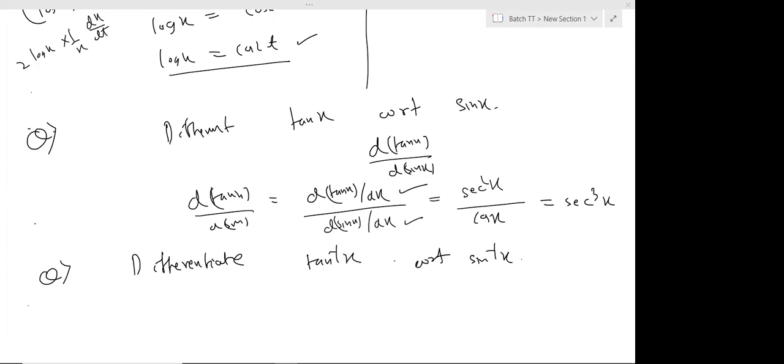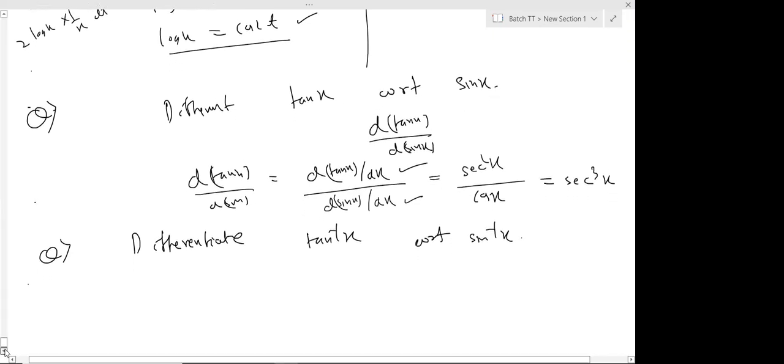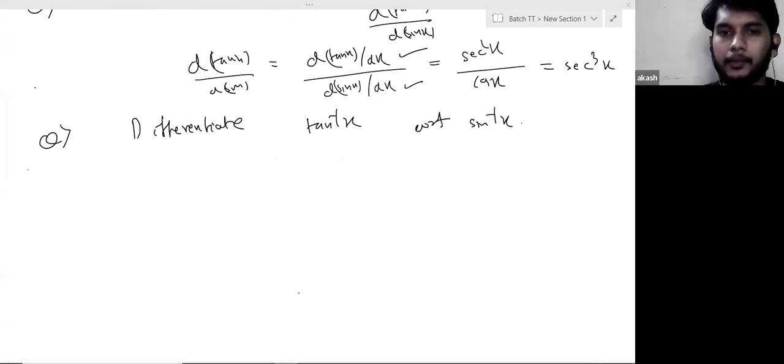All right, Kinza, solve it. Yes, sir. What is the answer? Root of 1 minus x squared by 1 plus x squared. All right.